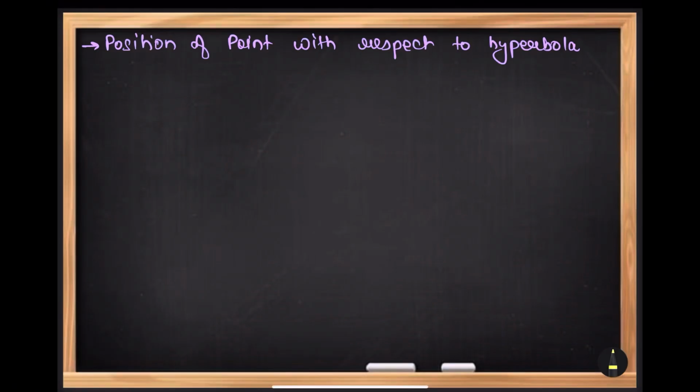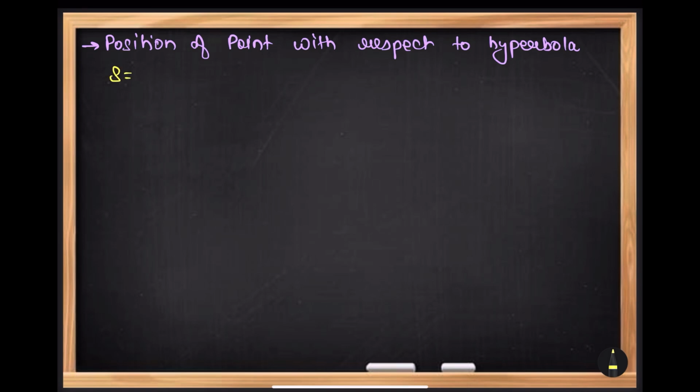Okay, so we got this situation: position of a point with respect to a hyperbola. You guys have solved this question so many times. You have solved this same question in circle, parabola, ellipse. Now you have to handle it in hyperbola. Now try to recall that fact.